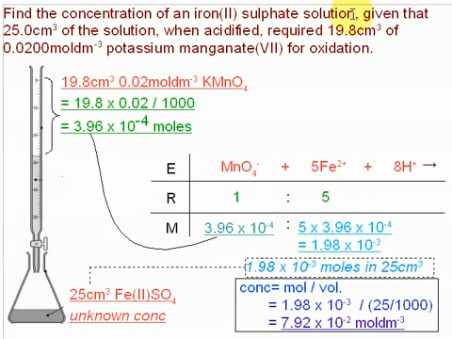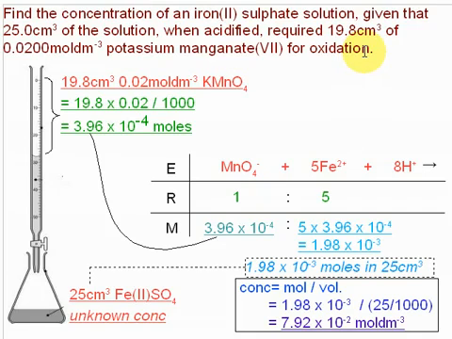Now if we look at the first line of the question, it says find the concentration of an iron 2 sulfate solution. So essentially it's this iron 2 which we want to find out the amount of and then the concentration of. Carrying on, given that 25 cm cubed of the solution when acidified required 19.8 cm cubed of this concentration potassium manganate for oxidation. So quite a lot of information in the question.